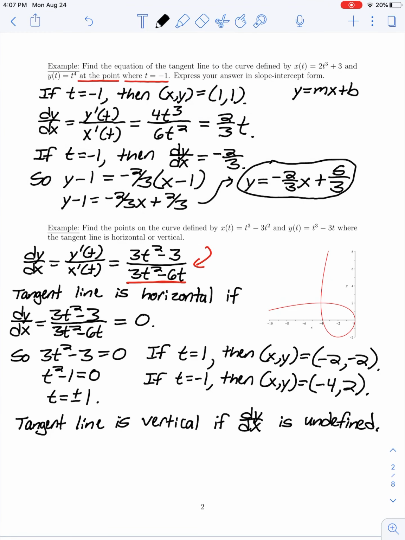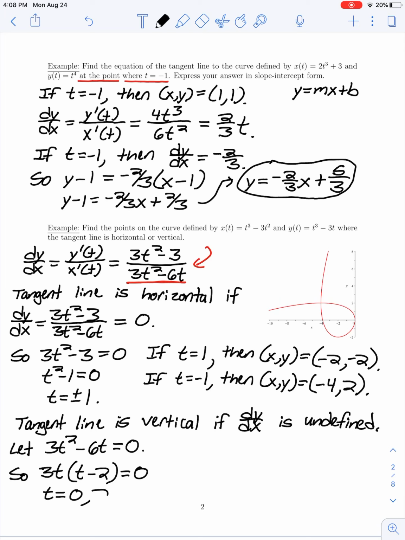So to determine which points on the curve have a vertical tangent, we're going to take our denominator, 3t squared minus 6t, and set it equal to 0. So solving for t, well, we see that we could factor out a 3t from each term, and we're left with t minus 2 is 0. So we have two choices. Either t is 0 or t is 2.